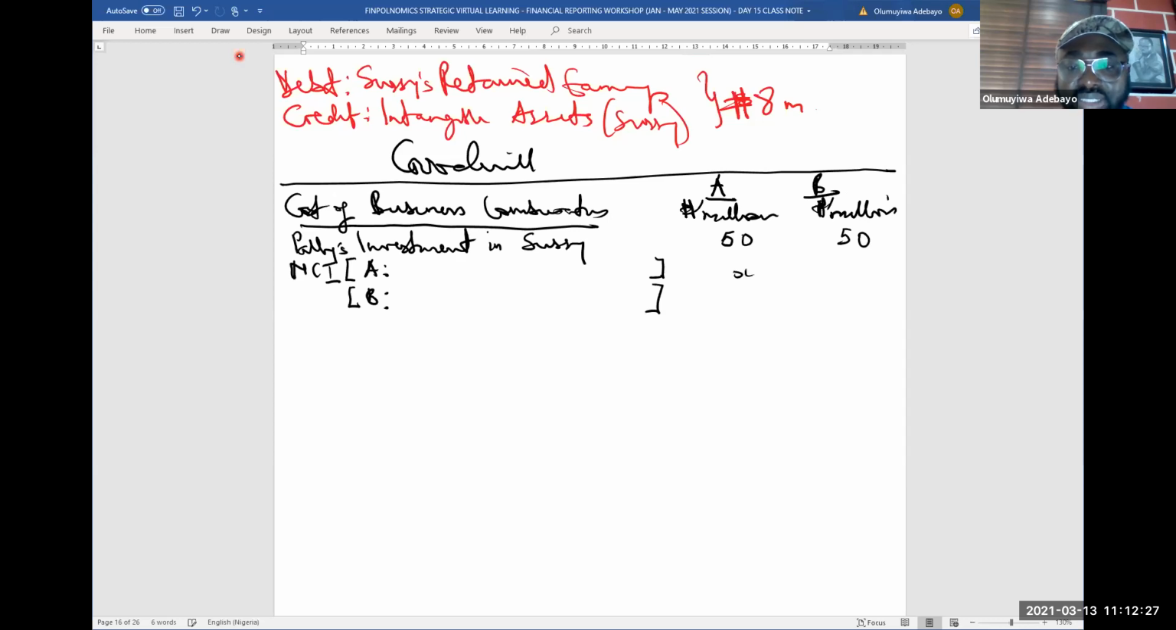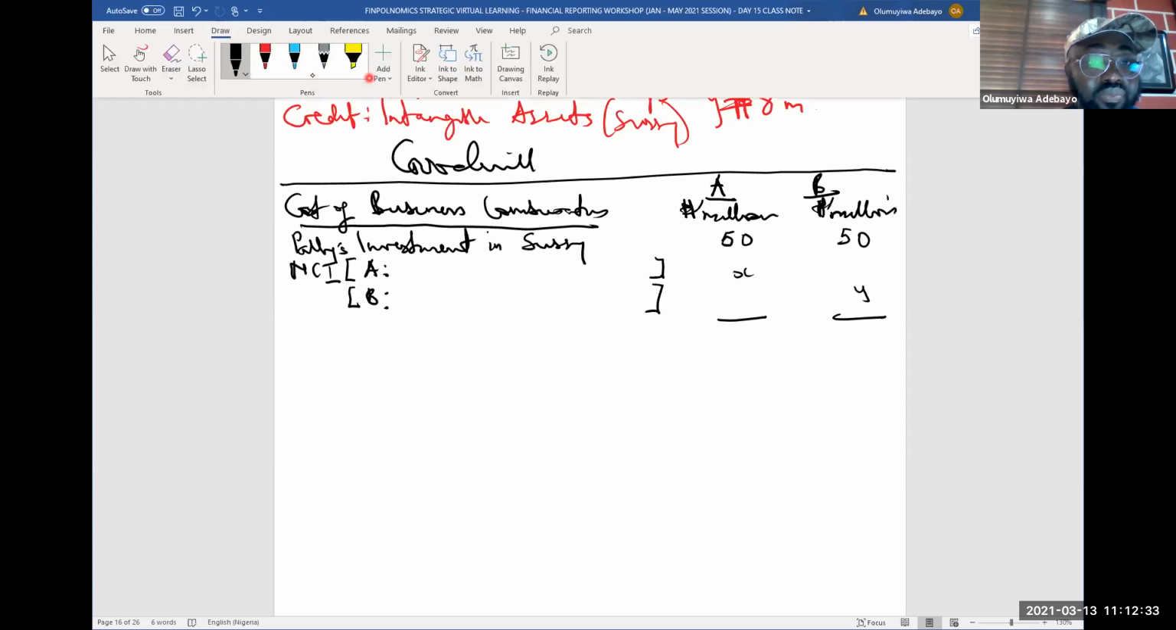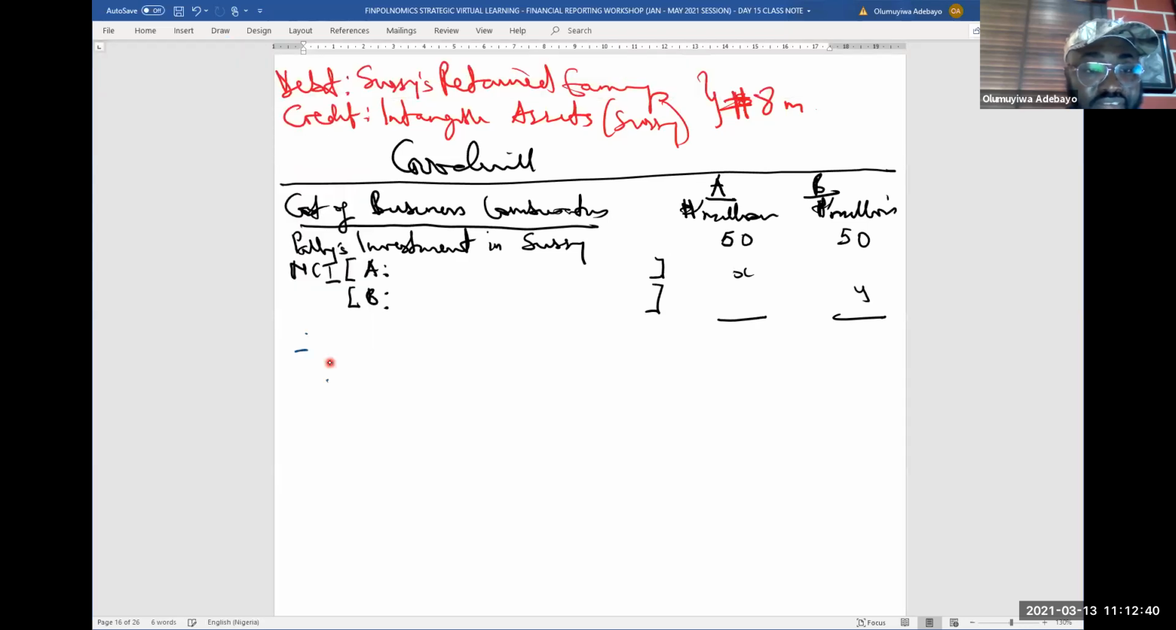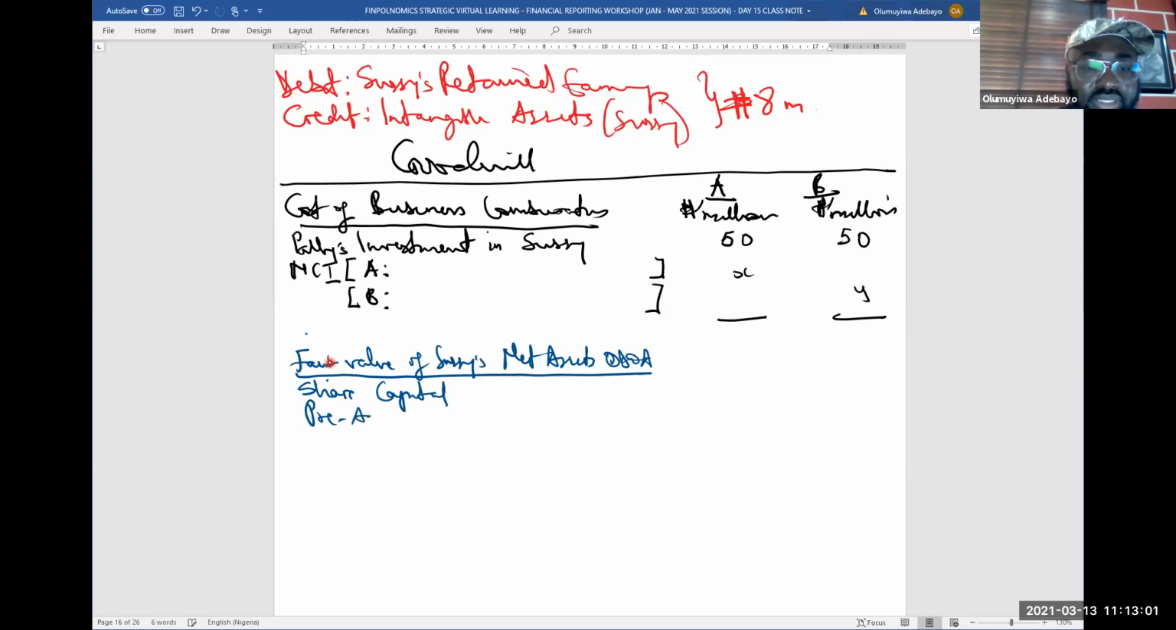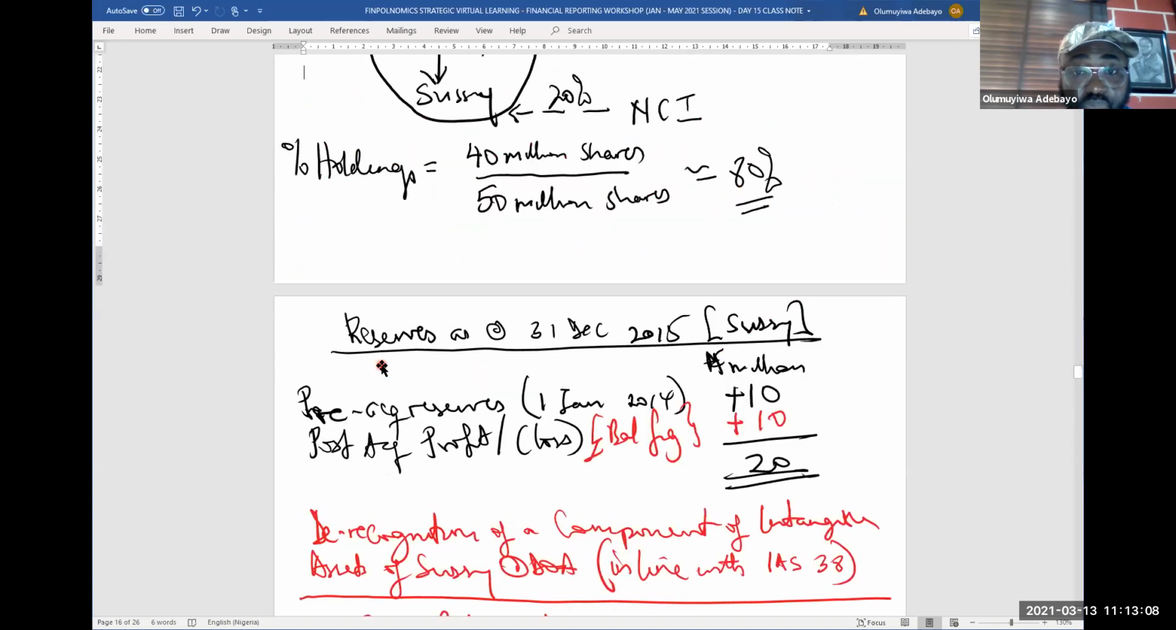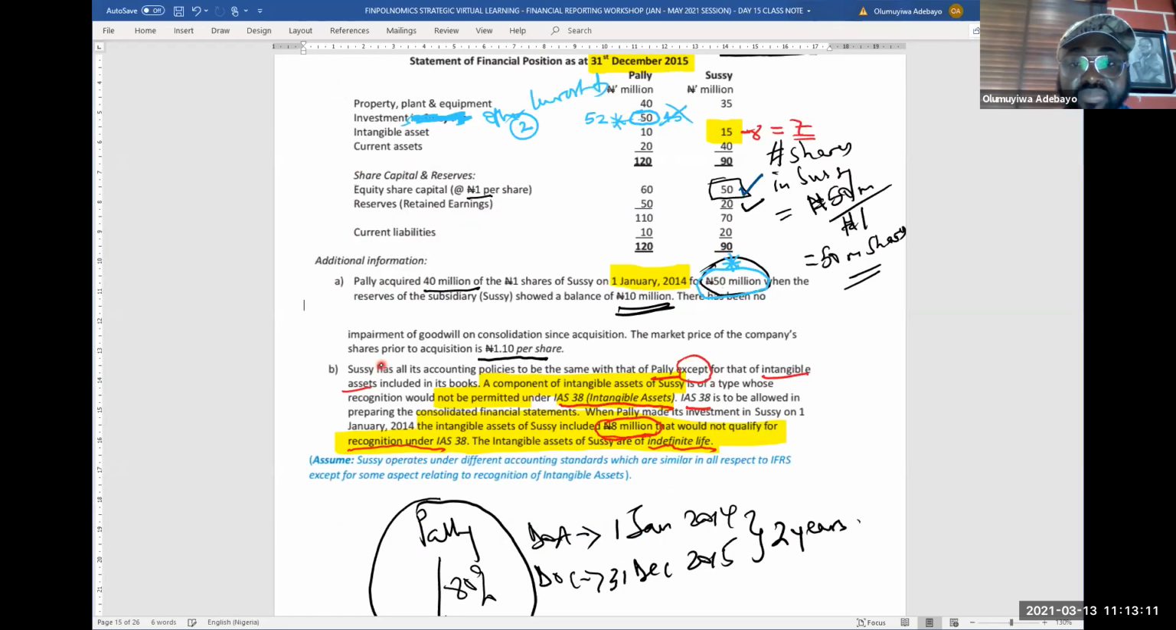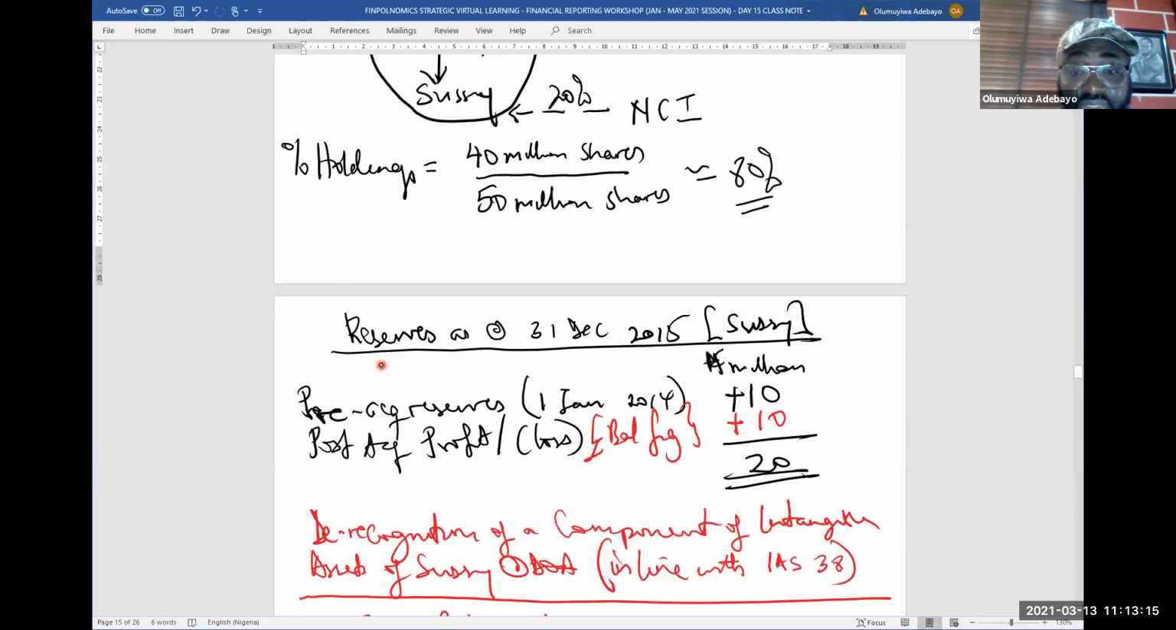Now, we don't know what our X is. We don't know what our Y is, but we'll proceed. Now, fair value of SUSI's net assets as at the date of what? Acquisition. Share capital and pre-acquisition reserves. Now, share capital is how much? Is 50, and pre-acquisition reserve is 10.